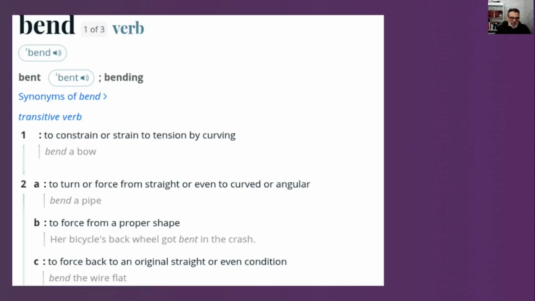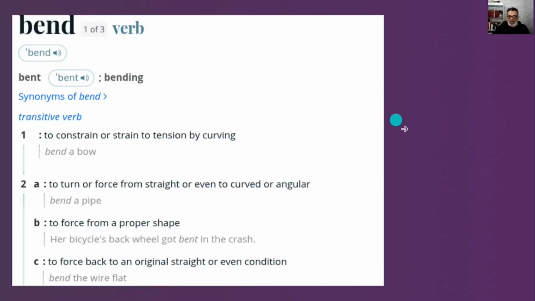Bend a pipe, like a pipe of water, for example, a plastic pipe or an iron pipe. Yes, to force from a proper shape. Or bicycles, like in the example, her bicycle's back wheel got bent in the crash. Or to force back to an original straight or even condition. Bend a wire flat. Yes, to return the wire into the flat position.